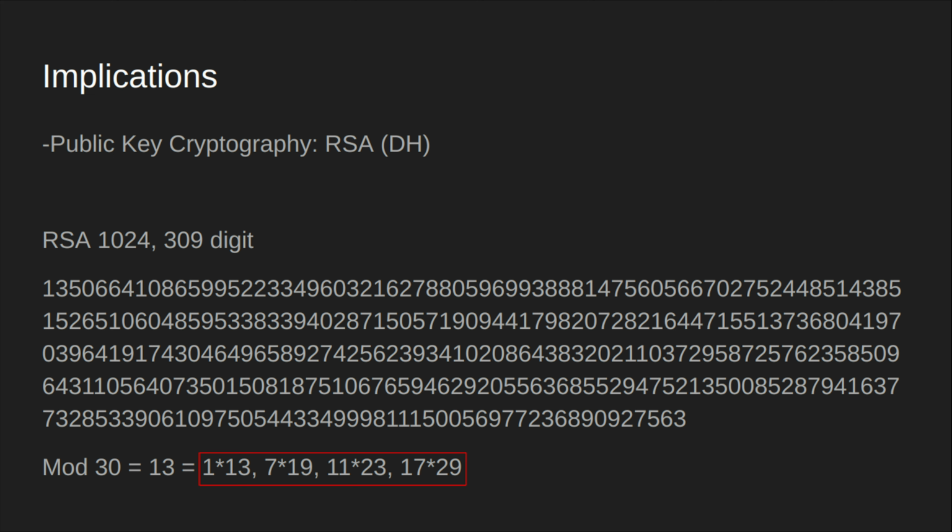Implications. Well, this is a big part of public key cryptography, particularly with RSA, with Diffie-Hellman key exchange methods. Here's RSA 1024, 309 digit that has yet to be factored. However, we can see from the mod 30 result it is 13, and that the factors would be contained within one of these 4 path groups.